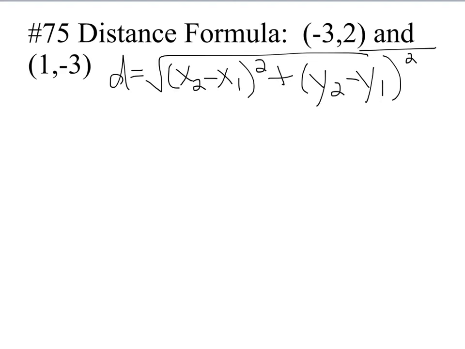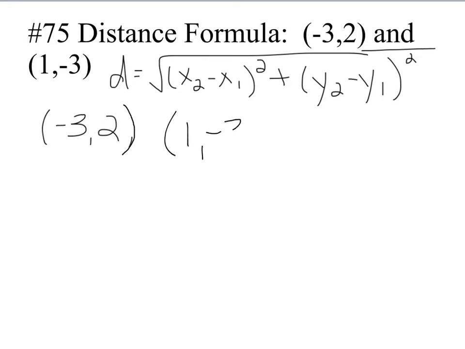All right, this is usually what I do. I write my points, and then I label them. So I do x1, y1, x2, y2. And this keeps me from making any mistakes when I'm plugging into my formula.